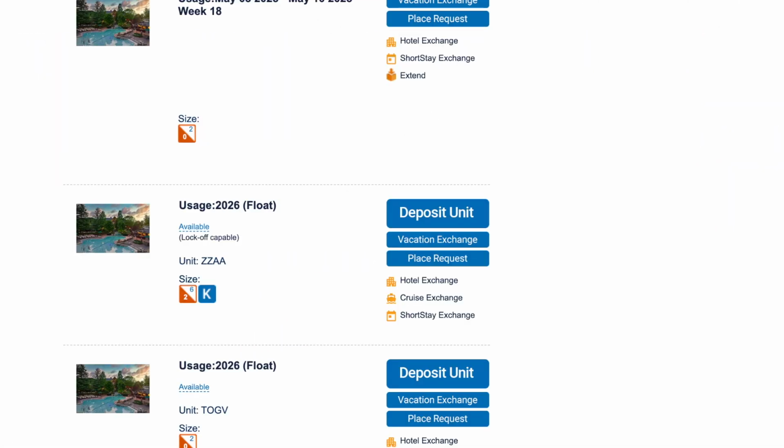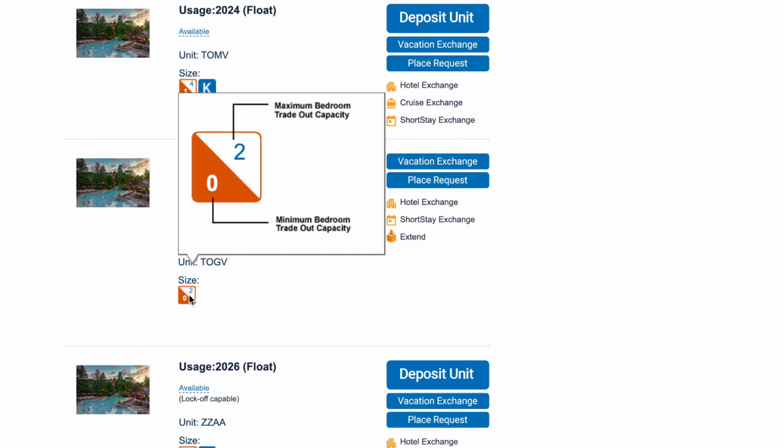Okay, and what I want to show you down here is what I deposited was a studio. So because it's a studio, it limits what I can trade for. All I can trade out to is a 2-bedroom. There are some timeshares that are 3 or 4 bedrooms, but because I deposited a studio, I can only trade out to a 2-bedroom. That's kind of important so that you understand you're not going to get a 3 or 4 bedroom out of your studio.